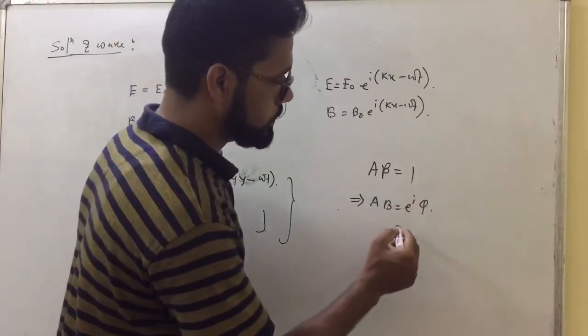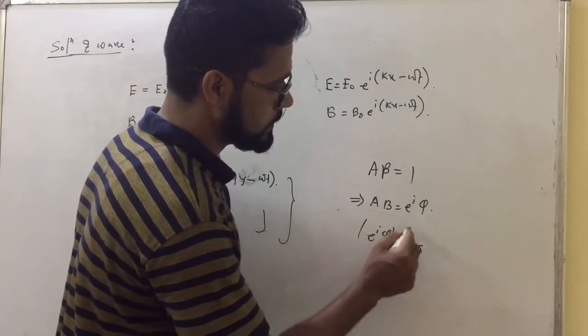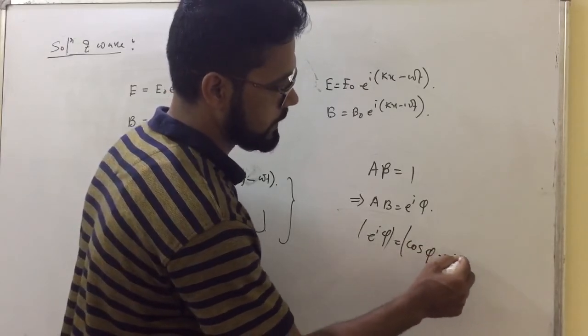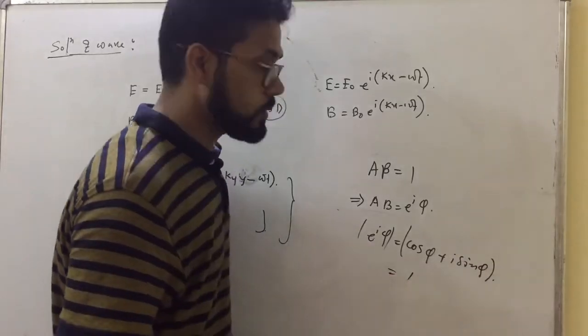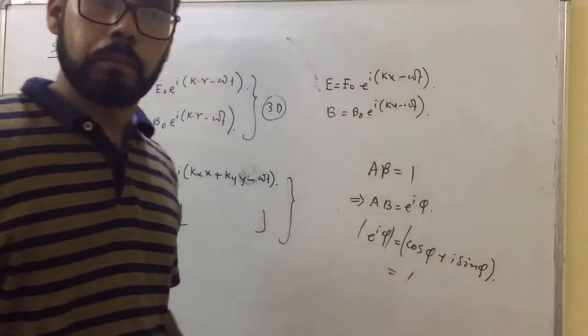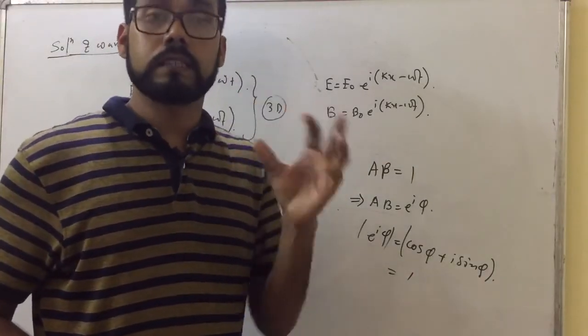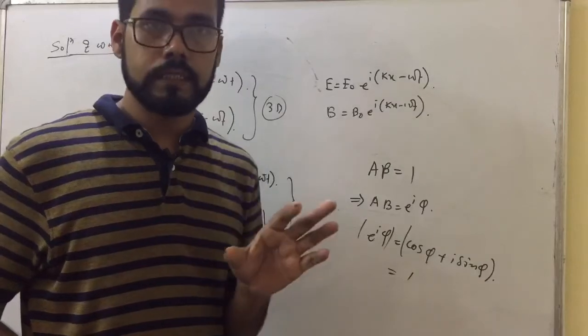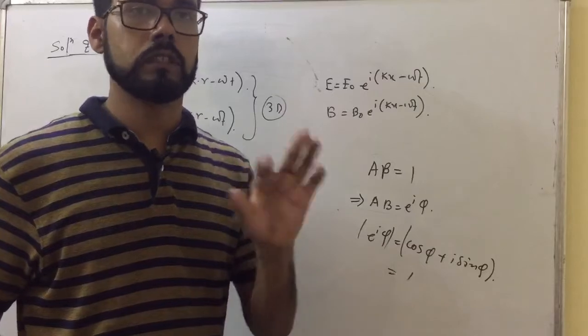Or you can see, if you take the modulus of e to the power i phi, which is cos phi plus i sin phi, it equals 1. That means the phasor is a mathematically simplified function. It does not have physical meaning. Only for mathematical simplicity we often use the phasor form.